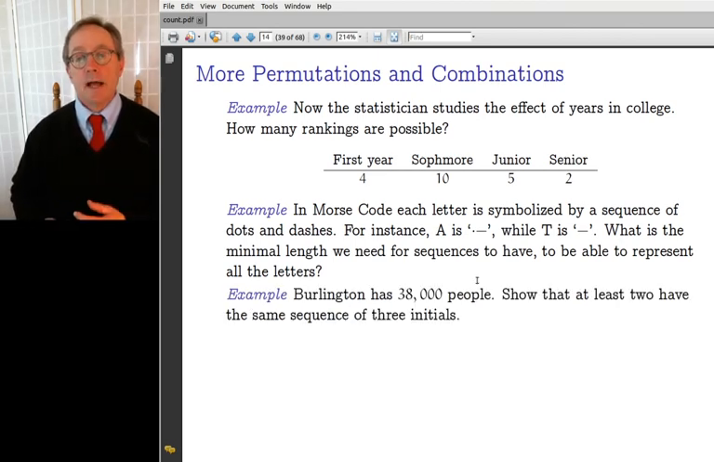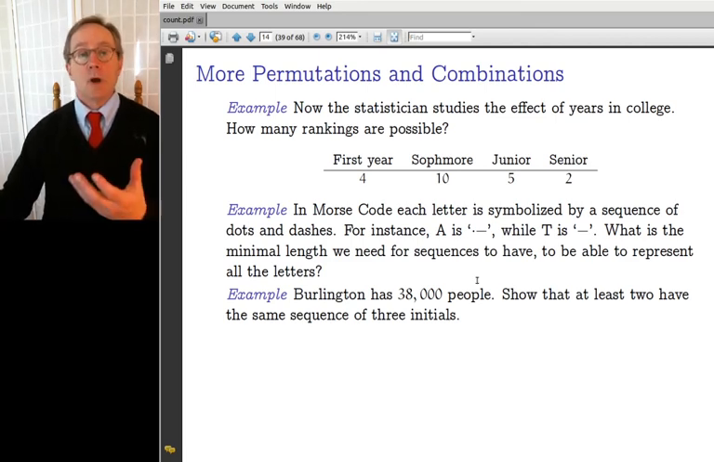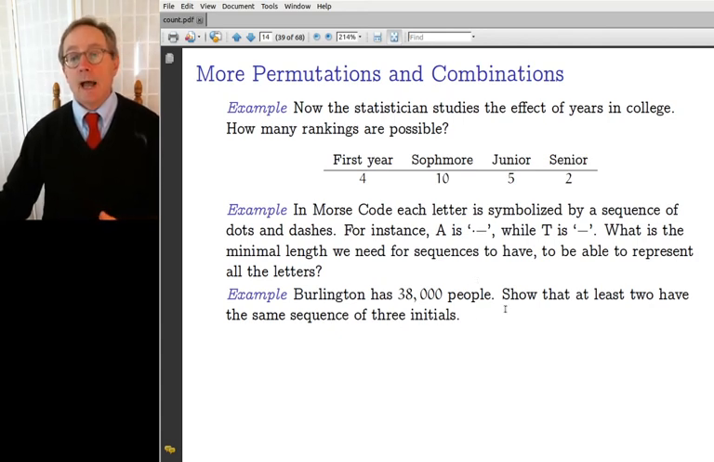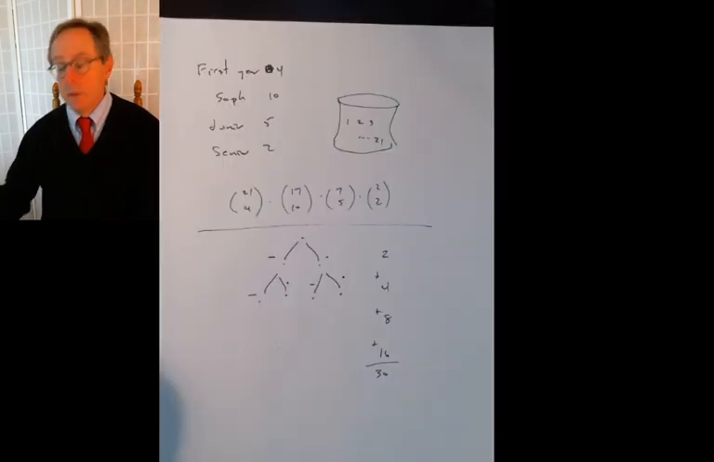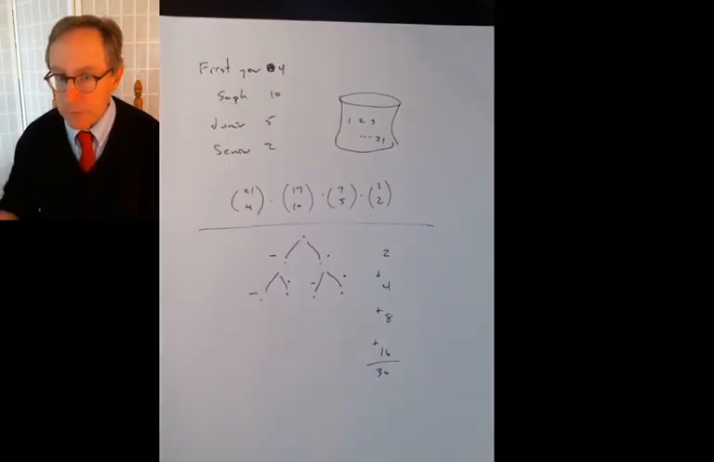Burlington has 38,000 people. Show that at least 2 of them have the same sequence of 3 initials. So again, trying to ask some problems where it requires a certain amount of head scratching. How do you show that at least 2 of them have the same sequence of 3 initials? Well, you find out how many sequences of 3 initials are possible, and you argue that that's less than 38,000, so there's got to be a repeat.